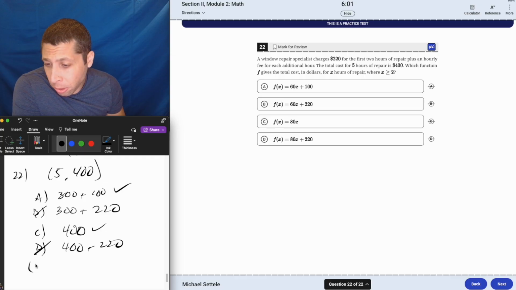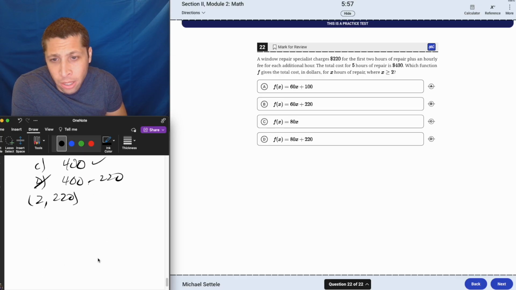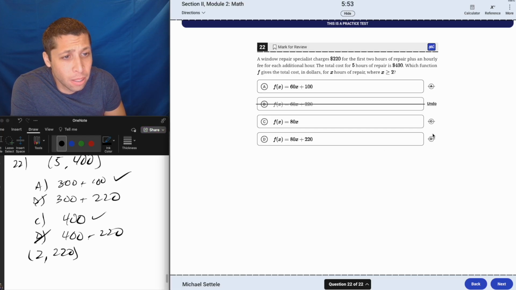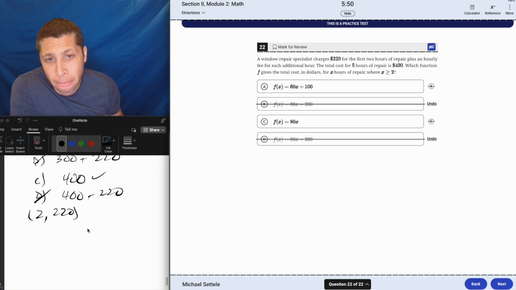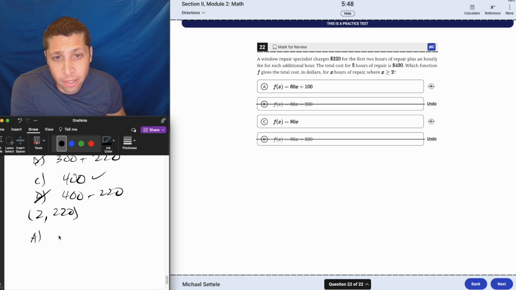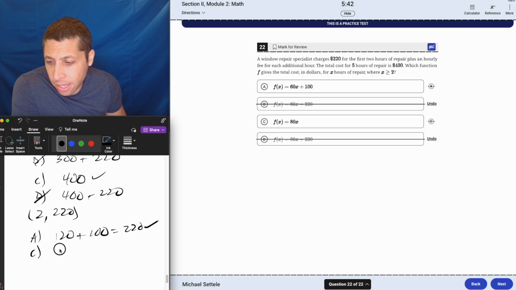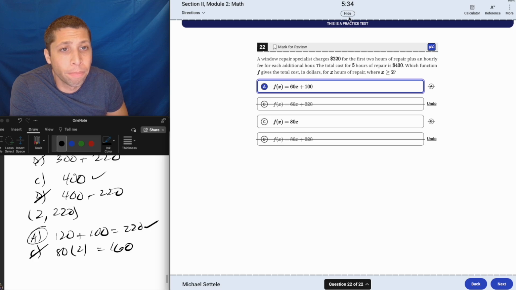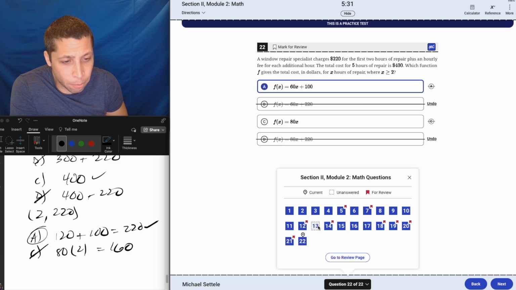So then let's choose a new point. $220 for the first 2 hours. So 2 hours is $220. So we're down to A and C. I think it's going to be A. So A is 60 times 2, 120 plus 100 is 220. Check. C is 80 times 2, which is 160. No. Easy. Cool. I had one more I skipped way back.